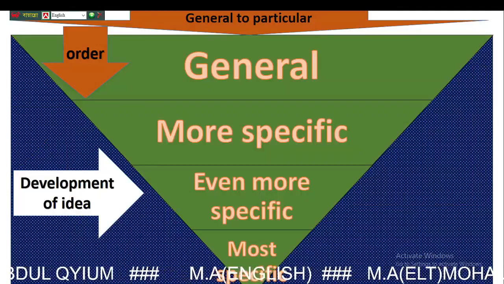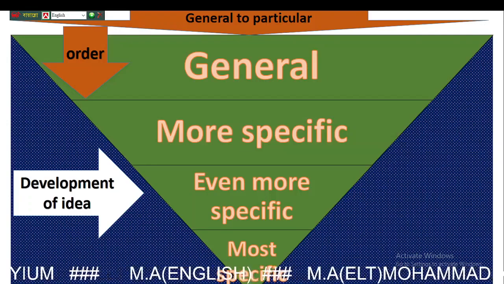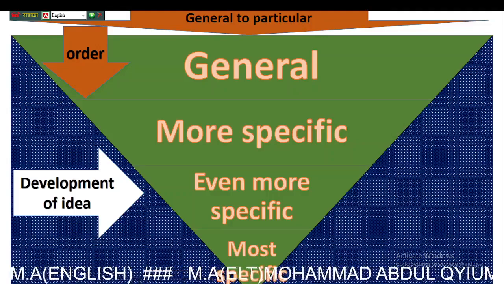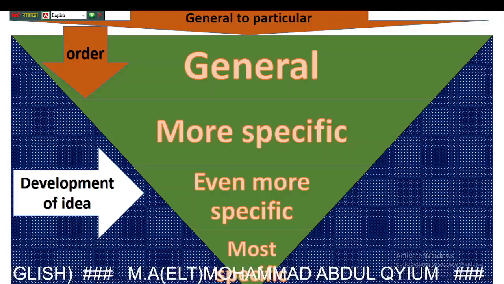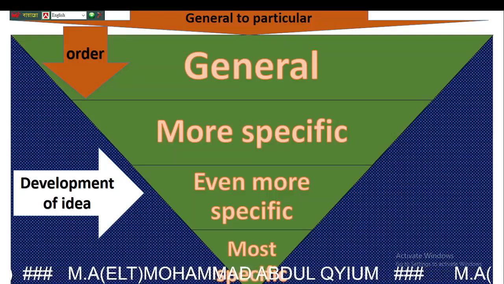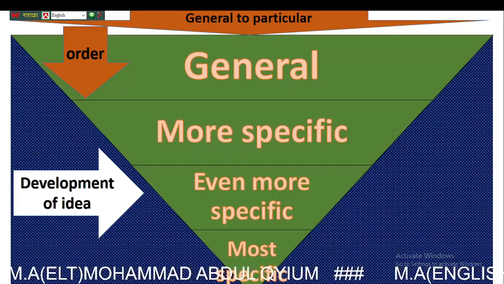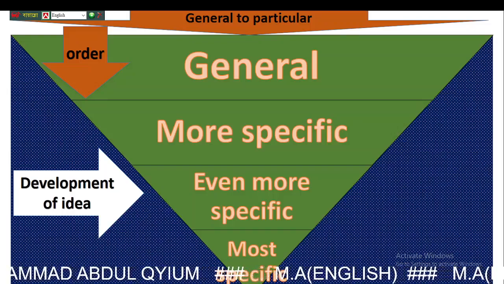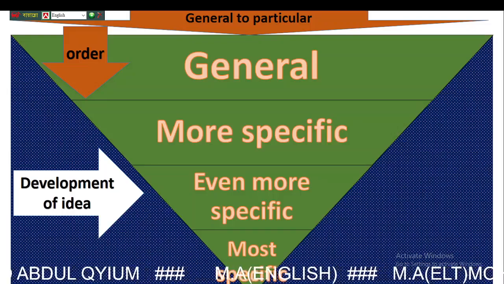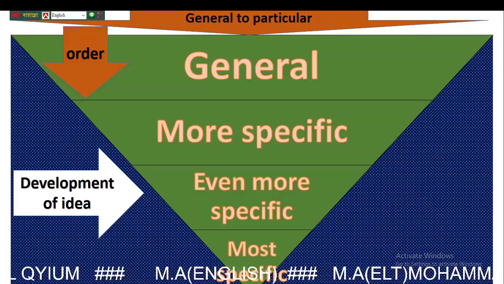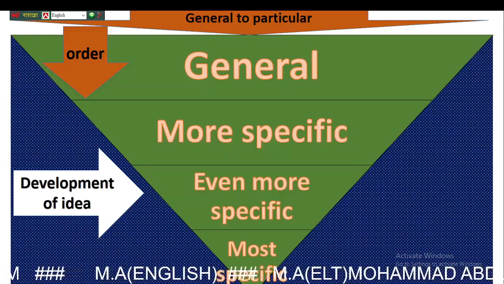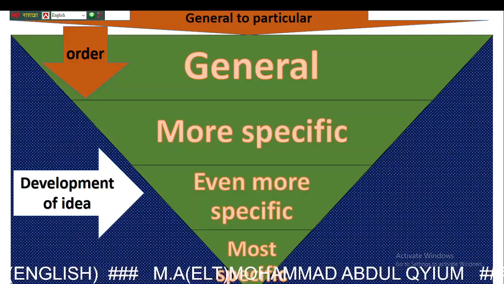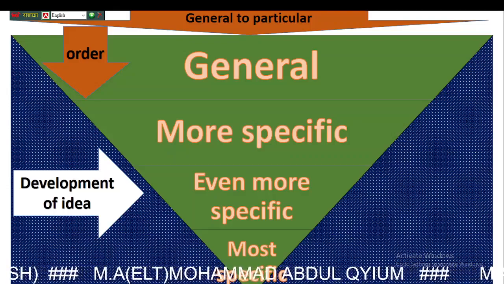Now, I told you earlier in this lecture that I shall discuss order in detail because it's very crucial. There are two kinds of order: general to particular, or particular to general. You could follow either one. But whenever you follow a particular order, you must maintain it. You should not mix the two in a paragraph. You must follow one.